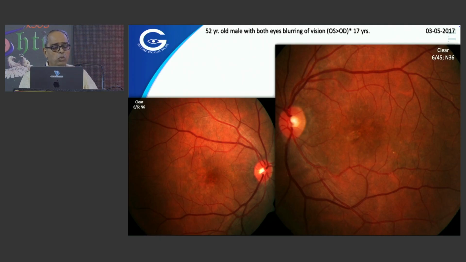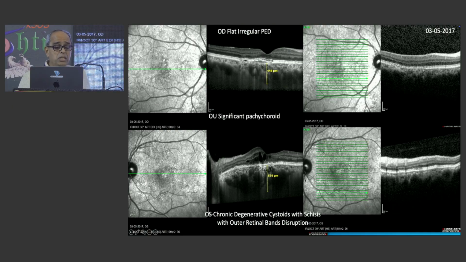With this background, we go on to our cases. This is the first case I want to show you. The left eye has a vision of 6 by 45. The right eye has a vision of 6 by 6. And when you see the left eye, he's got a classic chronic central serous chorioretinopathy. He's got a very thick choroid and he's got these cystoid changes. The visual acuity outcome is quite poor. But when you see the fellow eye, he's got again a pachychoroid disease and he's got this classic RPE abnormality, which is very, very important.